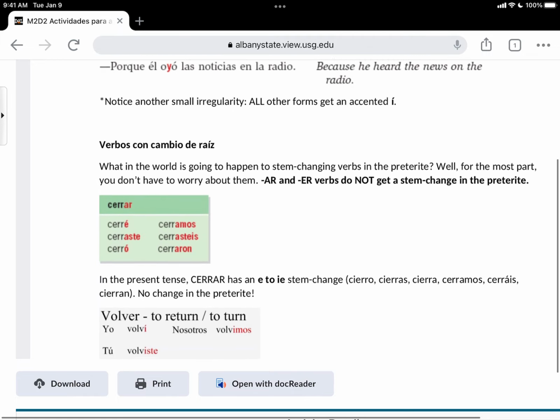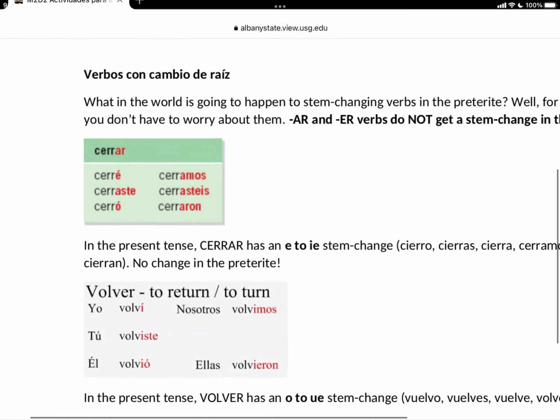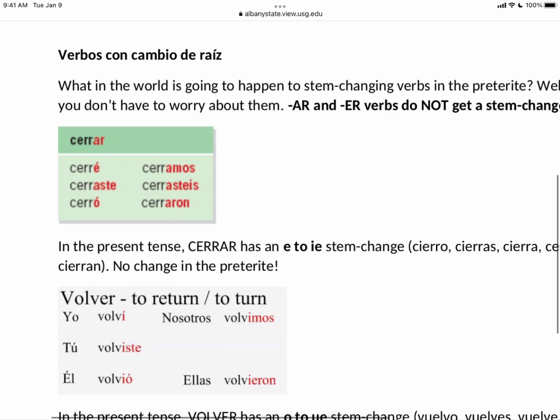Okay, and then we have what we all love in Spanish, those stem changers. And I'm going to pause there and come back and make a separate video about the stem changers and the irregular preterites.